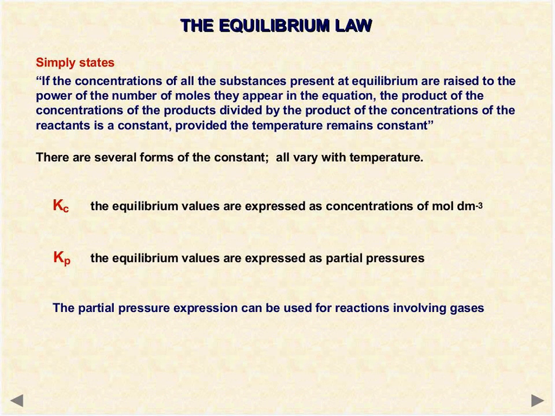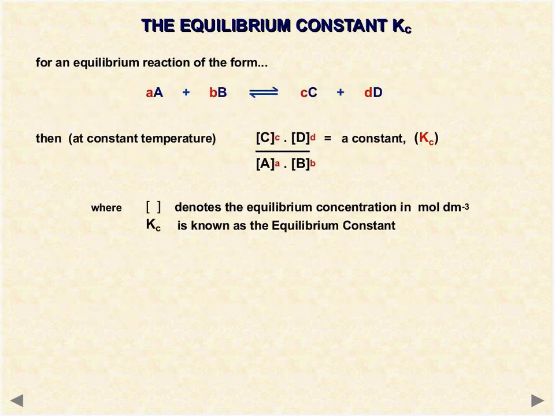Okay. Now about the equilibrium law. What does it state? The equilibrium law tells us that the concentrations of all the substances at equilibrium are raised to the power of the number of moles they appear in the equation. Just look at this. See, this is a chemical equation. There are a moles of capital A, b moles of capital B, c moles of capital C, and d moles of capital D. Right? So this K is the equilibrium constant.